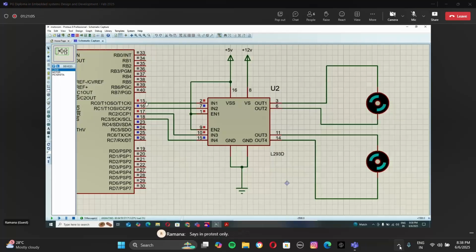Okay. From port C we are giving, if you give 0, 1 means it will run forward. If you give 1, 0 means the motor will reverse. Okay. But here we are using two motors. For the first motor we are giving input 1, input 2, second pin and 7th pin. And for the second motor we are using 10th pin and 15th pin. So out 1, out 2 are given to the first motor, and out 3 and out 4 to the other. Third and sixth pin are for output, 11th and 14th pin for another motor. Okay.